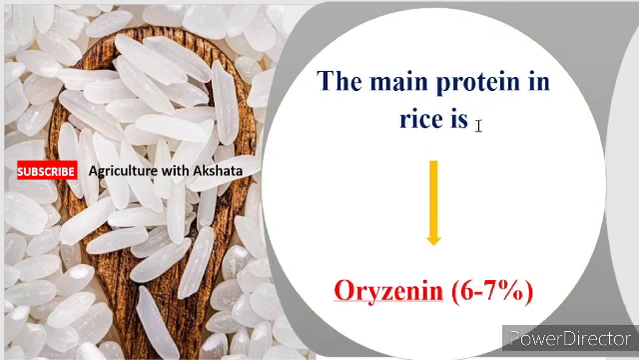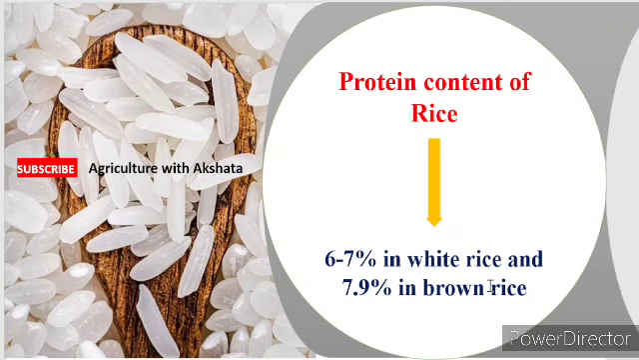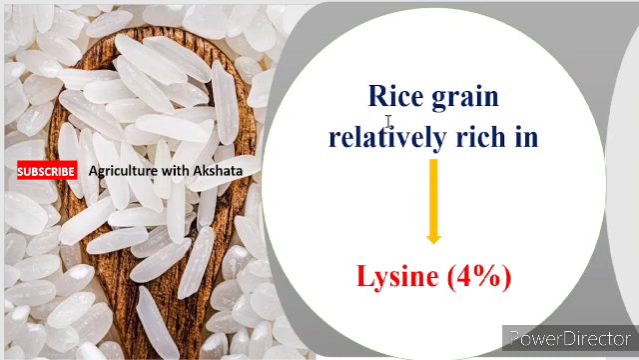The main protein present in rice is oryzenin, which is 6 to 7%. The protein content of rice is 6 to 7% in white rice and 7.9% in brown rice, whereas white rice is nothing but the rice without lemma and palea, whereas brown rice is nothing but the rice along with the lemma and palea. The rice grain is relatively rich in lysine content, which is 4%.